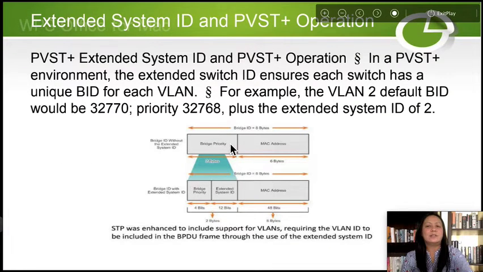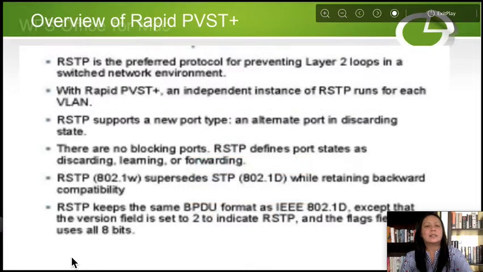VLAN default BID would be 32770. This includes enhanced support for VLAN requirements. And then next, still an overview of Rapid PVST+. So this is the preferred protocol preventing layer 2 loops in switches, with an independent instance of STP running for each VLAN. RSTP supports a new port type, alternate port, and discarding.